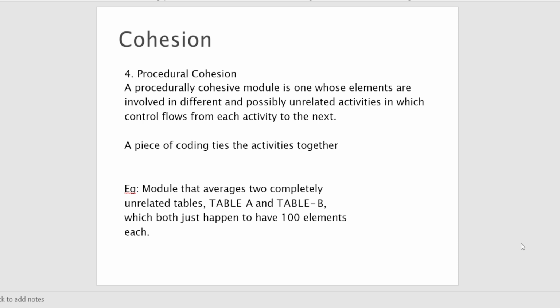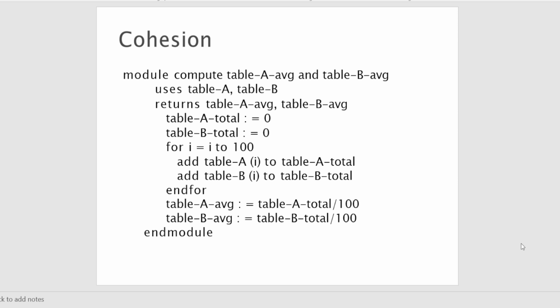When we put different activities that are different in nature and different in data, but they come together because of the procedure, right? Suppose I have two tables, table A and table B, both have 100 elements, and I want to find the average of those tables. So I write code something like this. I create a procedure called compute table A average and compute table B average. So this is a procedure. It uses table A and table B and returns the average of table A and table B.